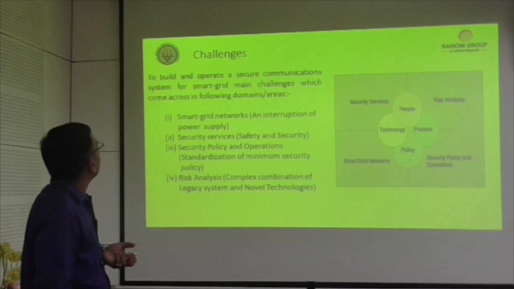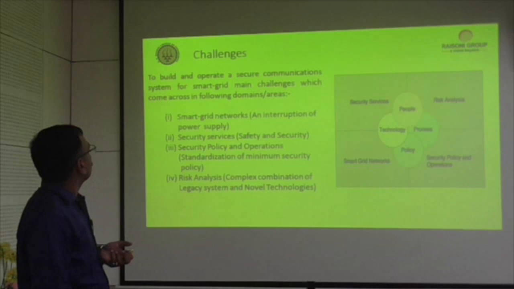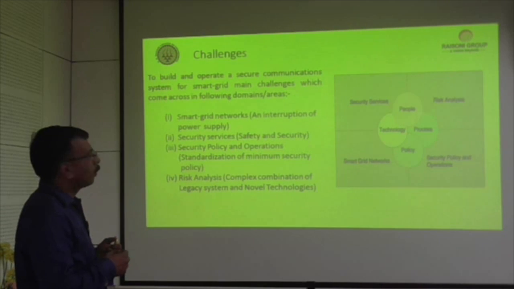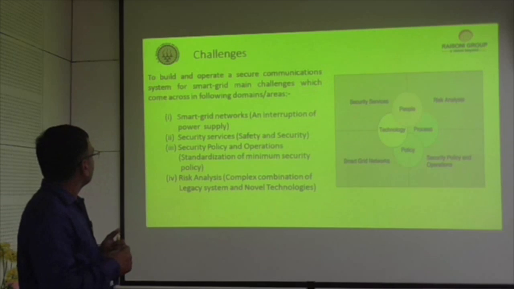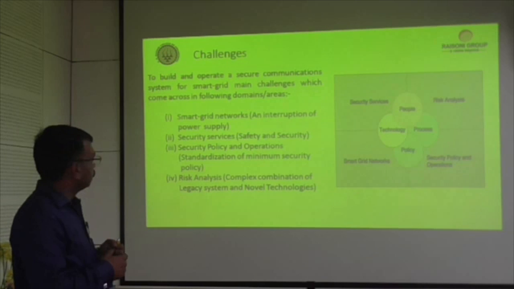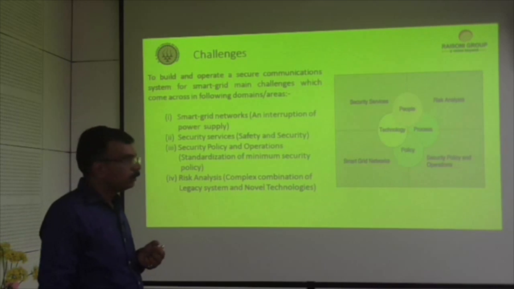To build and operate a secure communication system for a smart grid, the challenges which come across global domain areas are in the smart grid network area. Where is the challenge there? The challenge is the interruption of the power supply through the network. Security services, safety and security. Security policy and operation: standardization of minimum security policies is needed. Risk analysis: a complex combination of legacy systems and novel technology is there. That's why risk analysis is more challenging.